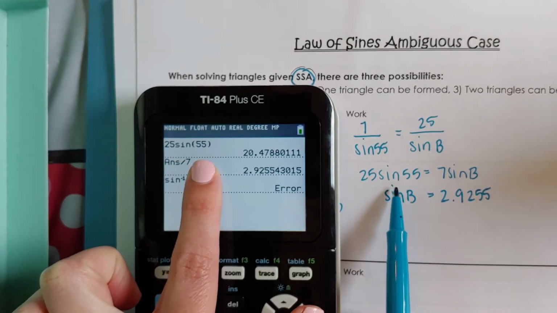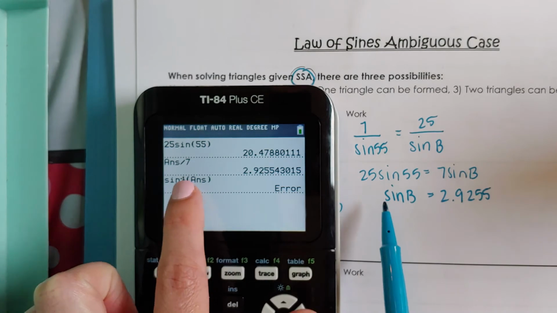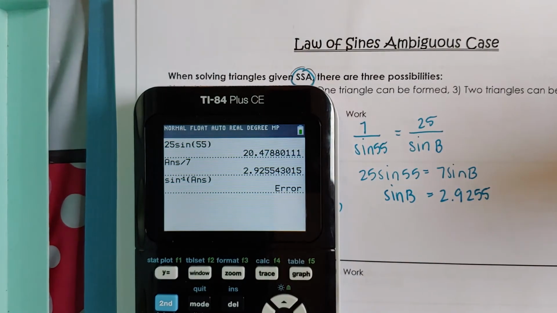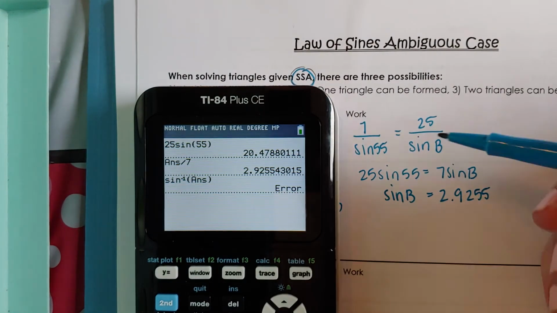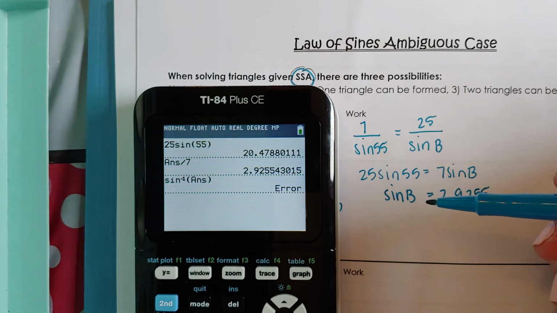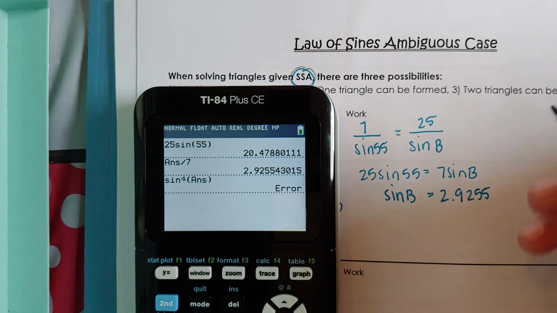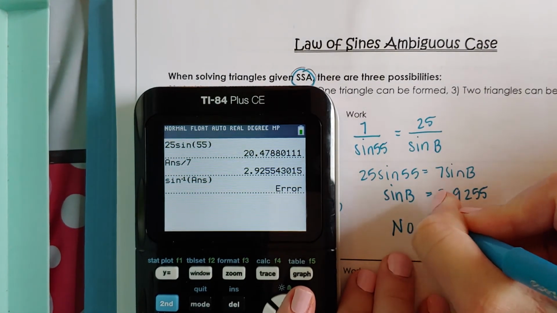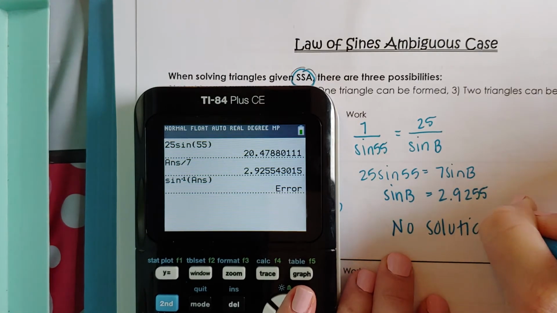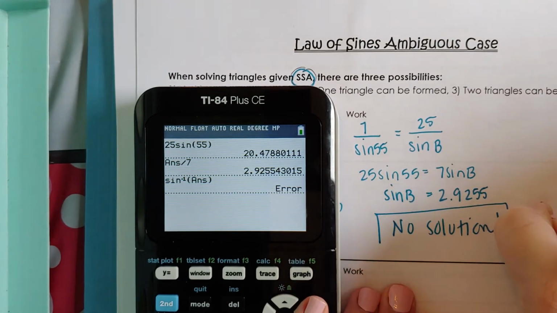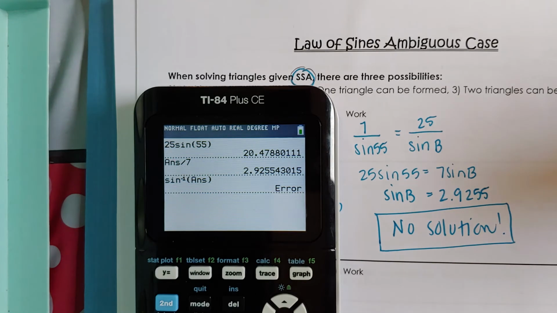25 sine of 55, yes. Divide by 7, yes, type it in. I haven't made any typing errors, so I double check my proportions. Those do match the triangle. So when this happens, it means there's no solution. Okay, don't think that a calculator error always means you did it wrong. Okay, always double check, because sometimes we just type it in wrong and it is our fault, but it doesn't mean that you did it wrong just because you're getting an error.